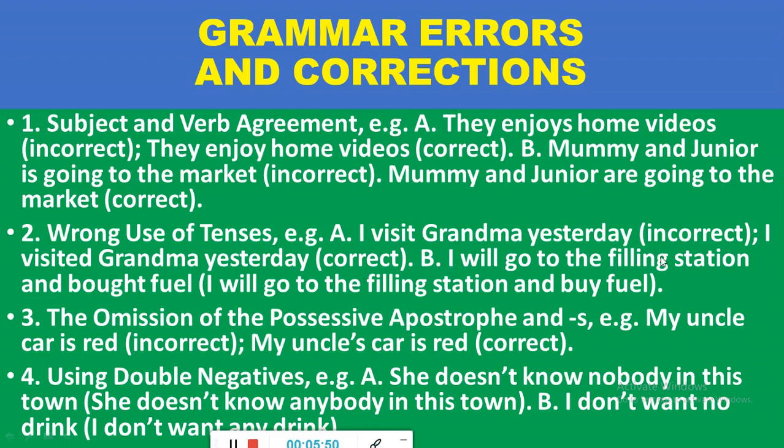Another example, "I will go to the filling station and bought fuel." You see, here we are breaking one of the rules of sequence of tenses, because here we have two main clauses, and the first clause has the future tense of the verb: I will go to the filling station. And then the other one has a past tense, and that is where it is wrong. The correct thing is "I will go to the filling station and buy fuel."